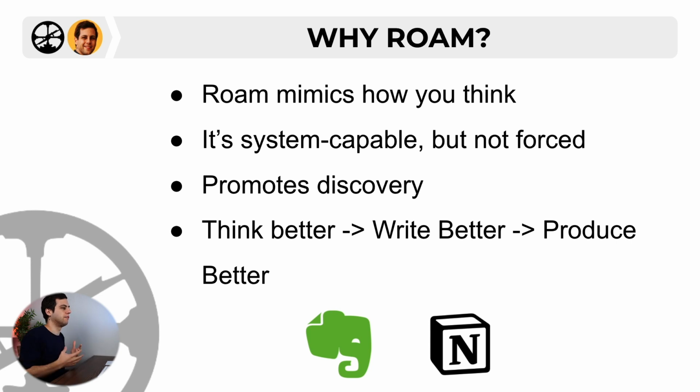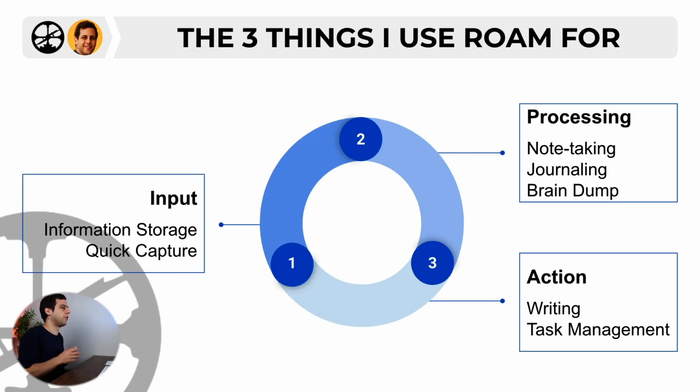Everything lives everywhere, and then it's up to you to make the connections that you think are the better connections that you can make, right? So the 3 things that I really use Roam for are input, processing, and action. So input is basically anything that I want to chuck in Roam really fast. So information storage, quick capture, all of that, I just put it in Roam really fast.